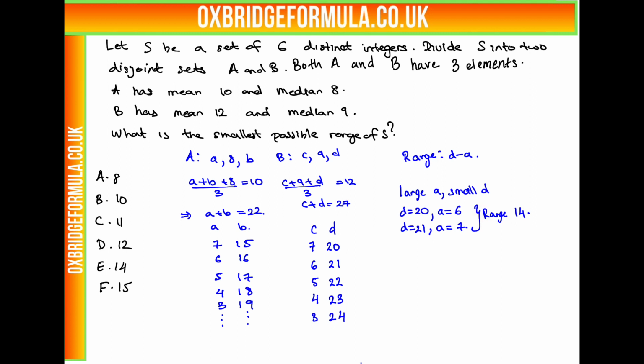Similarly, if I try to make a a little bit larger, I go from 6 to 7, then I go with d equals 21 here, and c equals 6, and I get, again, a range of 14. Now if I pick any other value of d, it's going to be bigger than 20 or 21. So no matter what number I pick here, I'm going to get a range that's bigger than 14. So that means our answer is just E, 14.